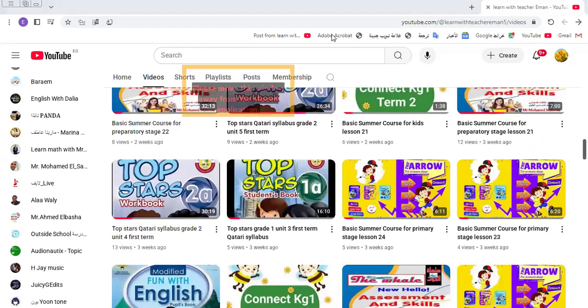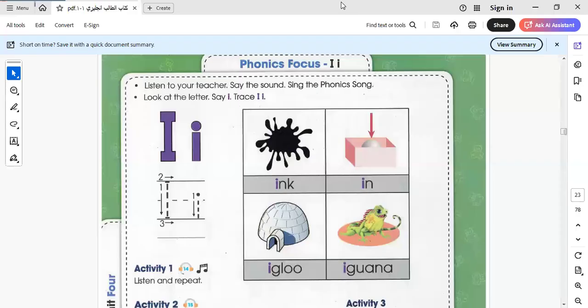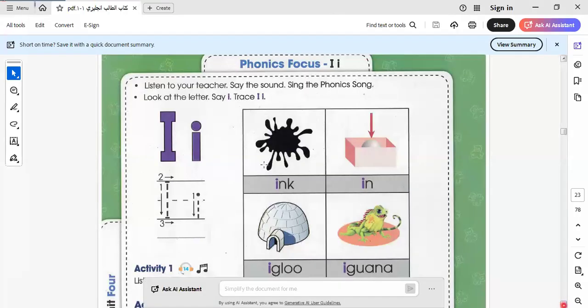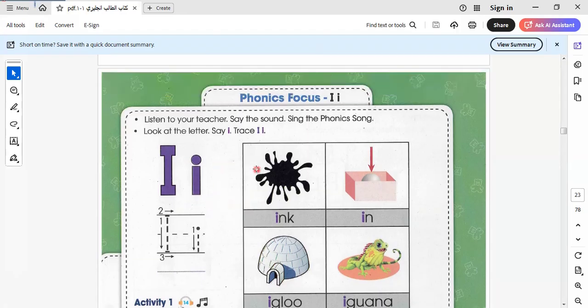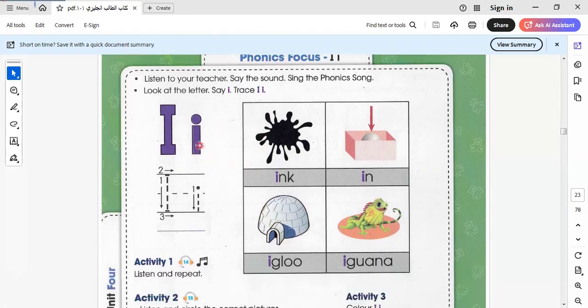Let's go to our unit today. Today I will start unit 4 in your book, phonics, United Arab Emirates, UAE. So today, let's get to know more about this unit. Listen to your teacher, say the sound, and sing the phonics.